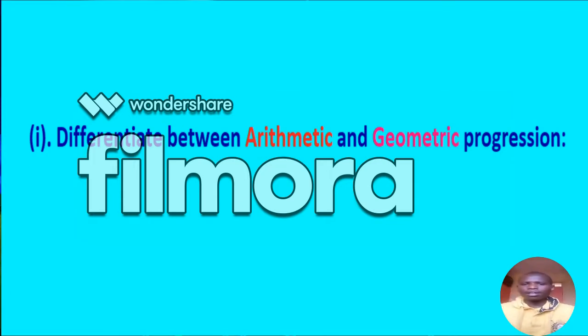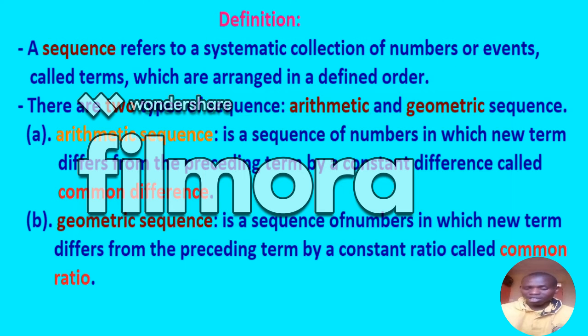Now, what is an arithmetic progression? An arithmetic progression, also referred to as arithmetic sequence, refers to a sequence of numbers or a series of numbers or terms in which a new term differs from a preceding term by a common difference. I'm repeating. An arithmetic sequence is a sequence of numbers or terms in which a new term differs from a preceding term by a common difference.